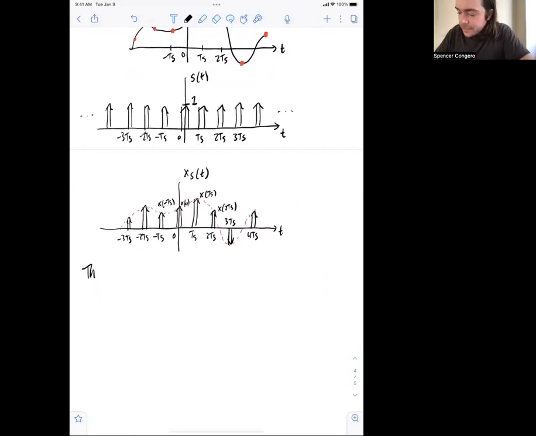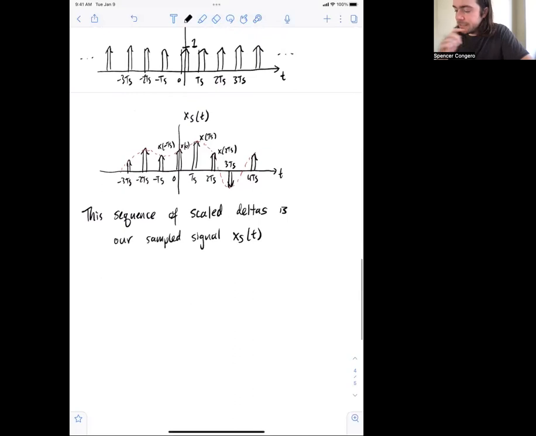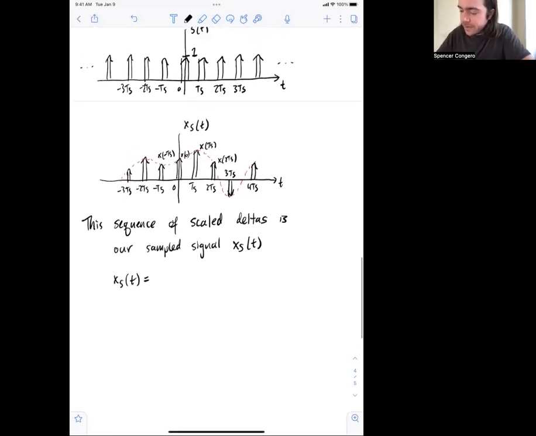Let me just write that. So this sequence of scaled deltas is our sampled signal, x sub s of t. Okay, that's what it is. And what does this look like mathematically? Okay, well, we can write it down. It's just a big sum of all these delta functions that are located at integer multiples of our sampling period.